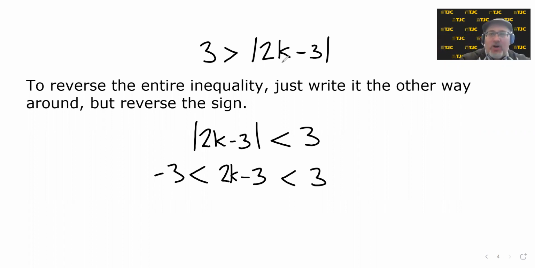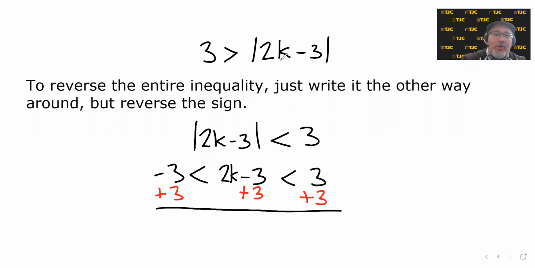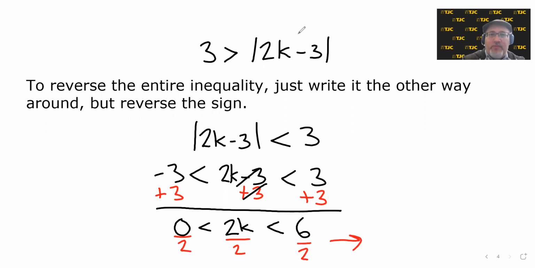And then when we proceed to solve, keep in mind that when you're solving a double inequality, your goal is still to get the letter by itself. But now whatever you do in the middle, like add 3, you must also do to the left and to the right. Adding 3 all the way across will give us 0 on the left is less than 2k in the middle, because the 3's cancel, is less than 6, because that's 3 plus 3. And then, of course, to finish it, we would divide everything by 2. And that would give us 0 is less than k is less than 3.